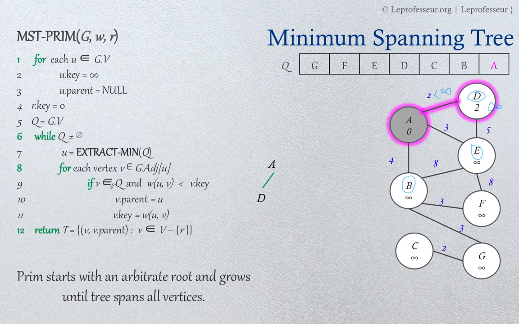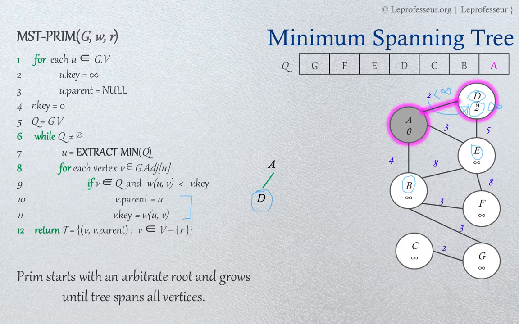So we satisfied the line number 9 condition at line number 9, and we're going to execute steps 10 and 11, that the parent of D is A, and the key of D is 2, which is the weight on the edge between A to D. Simple.